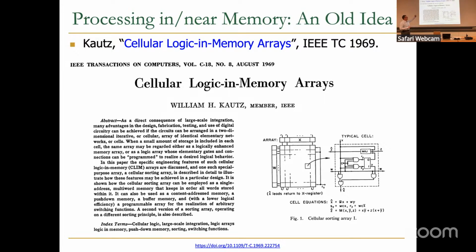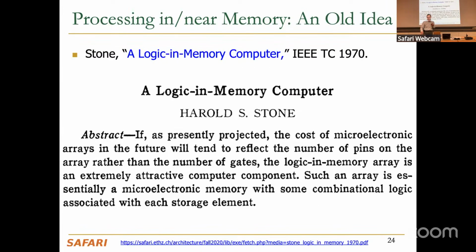But essentially, people developed a lot of ideas in the 1960s, and these are two fundamental papers that call this approach logic in memory. I'm going to later call this processing near memory because this is a specific type of processing in memory that they propose. They put logic close to memory structures, essentially. This is the second paper from Harold Stone, who has a beautiful textbook on architecture also.